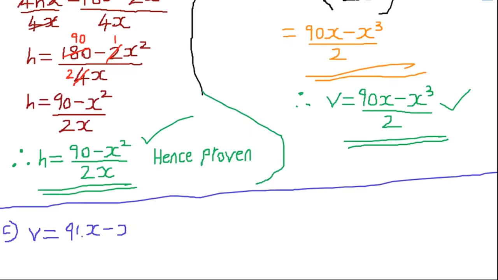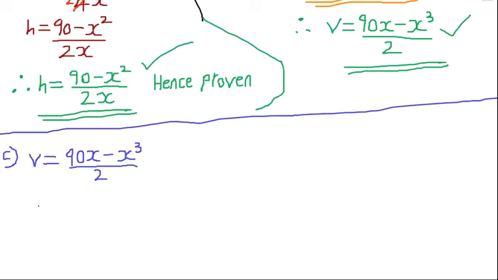So we found v as 90x minus x cubed over 2, like that. And then after this, we are going to make it simple by doing something like that. So it will be 90x over 2 minus x cubed over 2, like that.